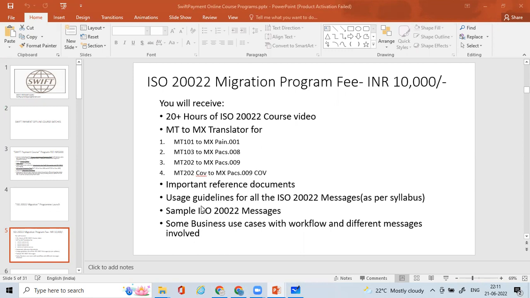So if you are working in this ISO 2022 migration, this is the best program I would recommend, as a business analyst or product owner as well. Not only that, project managers, testers, and developers, everyone can make use of it. But for a product owner and business analyst, this is the best course you can make use of.